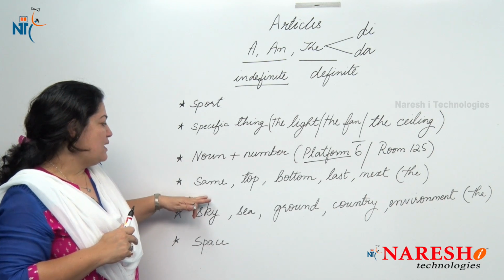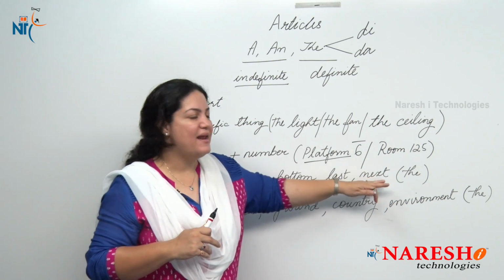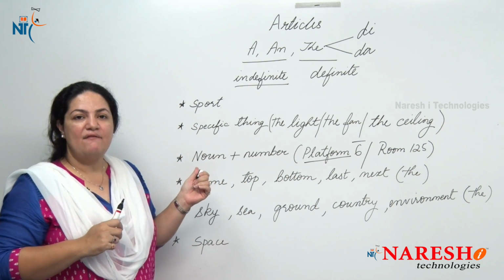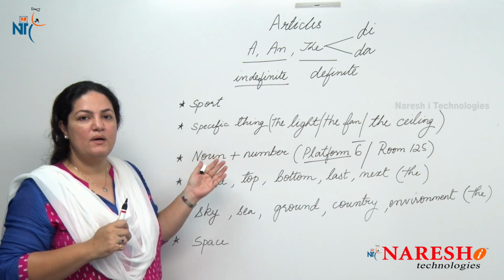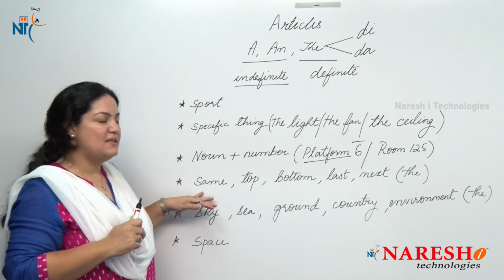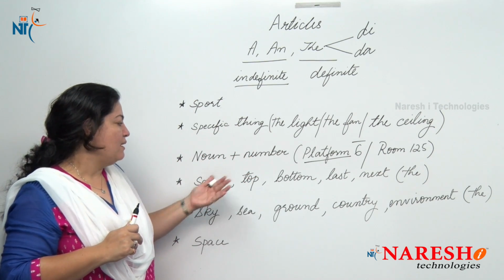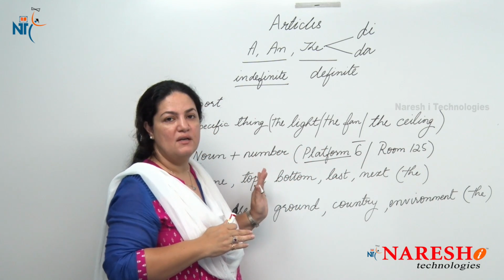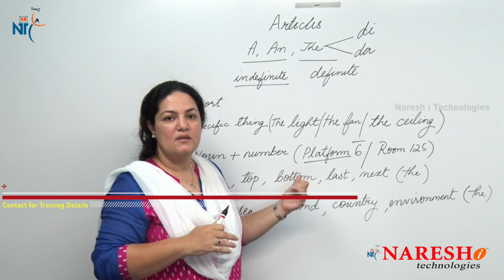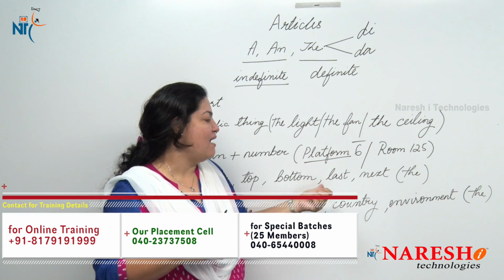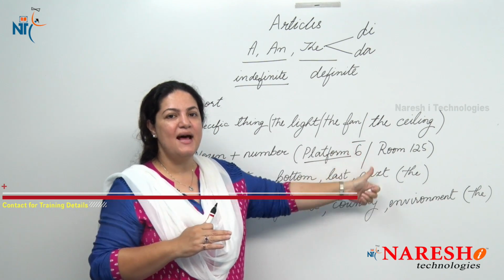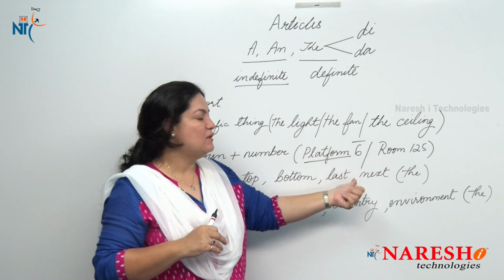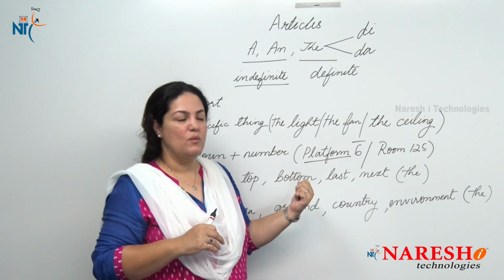Same way when we are using same, top, bottom, last or next of something, we use the definite article the. For example, I am wearing the same pullover as you. Now here it means the before same. Now here my room is on the top floor. So here I use the. So it's at the bottom, the. Then the last train to Mumbai leaves at 9. So the next train to Mumbai leaves at 9. So here it would be the before all these words.